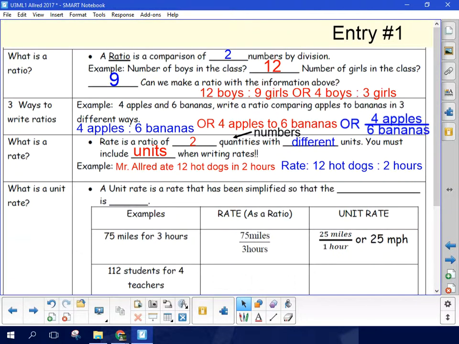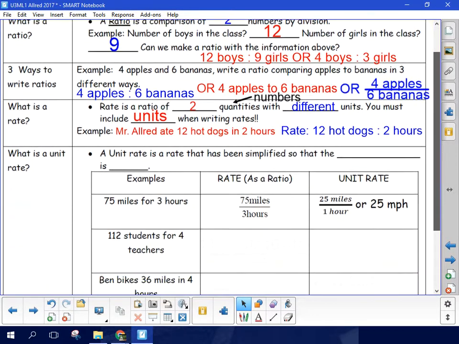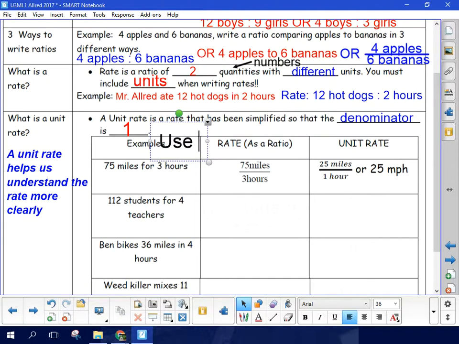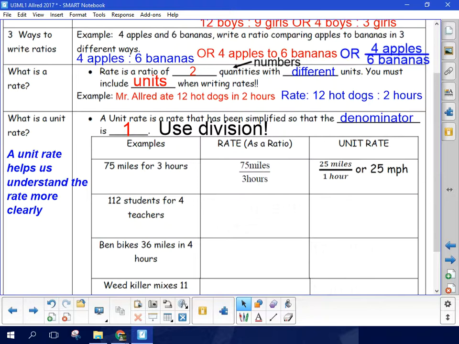So what you can do is you can use a unit rate to better explain to them, because what a unit rate does is it helps us understand what the rate is more clearly. And the reason it does that is because it simplifies the denominator to 1. Okay? The way it does that is it uses division. Okay, so we simplify our denominator to 1 to find a unit rate.